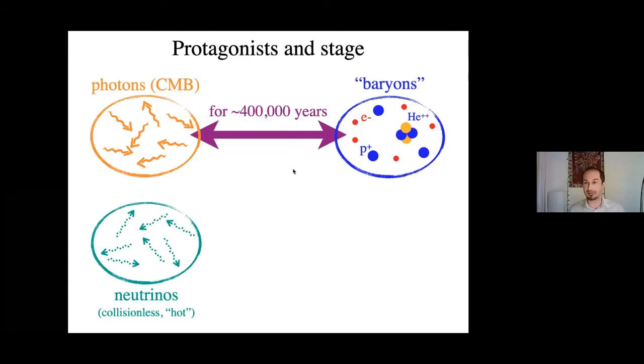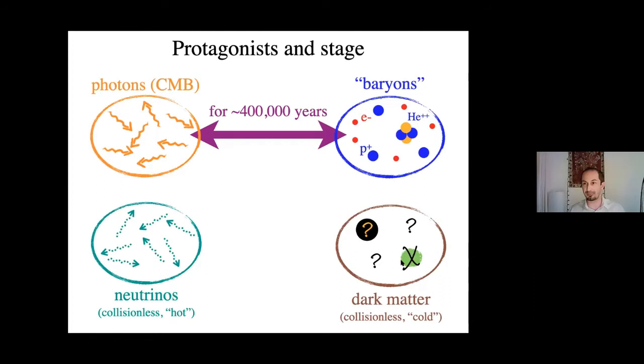Then we have neutrinos, so there are about 10 billion photons per baryon, and a comparable number of neutrinos and antineutrinos. These neutrinos are collisionless in the sense that, at these epochs, they no longer scatter or have any non-gravitational interactions with the rest of the plasma. And finally, we have also dark matter, whatever it might be.